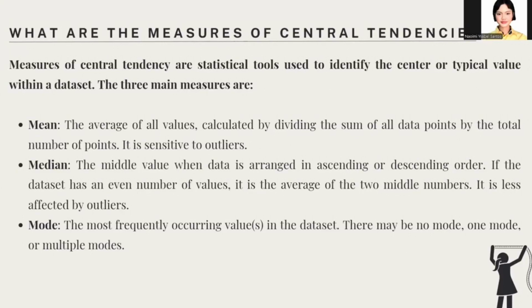Median. It is the middle value when the data is arranged in ascending or descending order. If the dataset has an even number of values, it is the average of the two middle numbers, and it is less affected by outliers. For the last one, we have the mode, and it is known as the most frequently occurring value or values in the dataset. Take note that there may be no mode, one mode, or multiple modes.